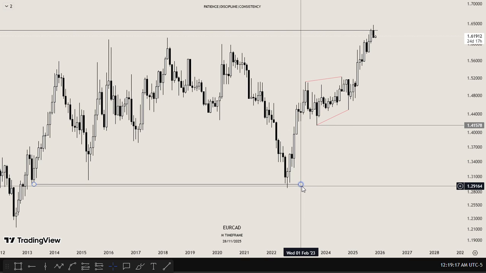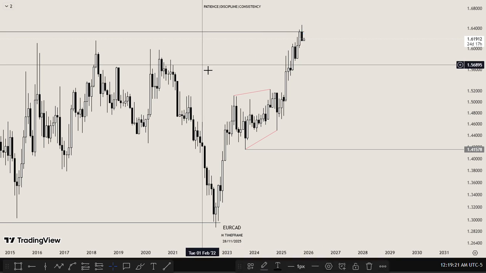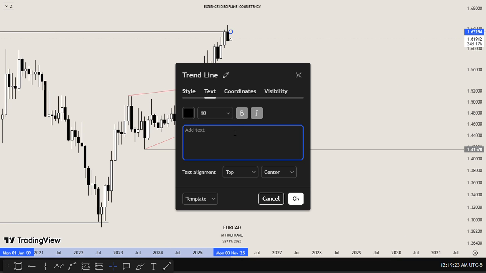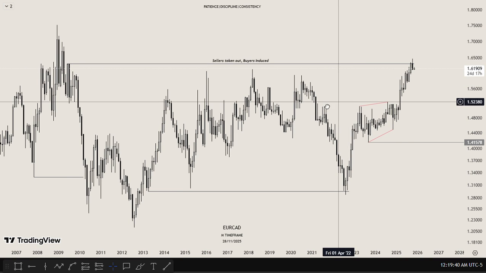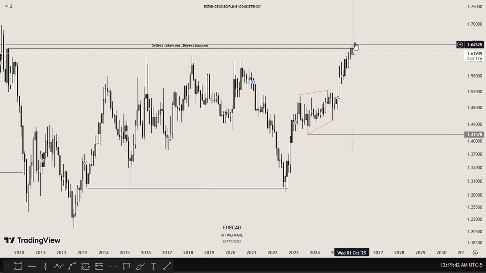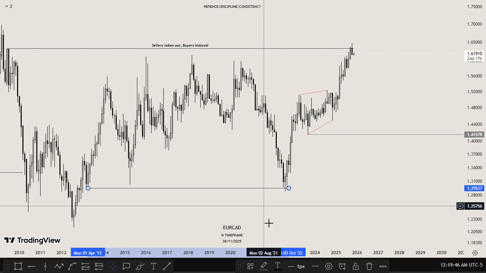So what do you have here? So at this high, we have our sellers taken out and buyers getting induced at this high. So what does that tell us? That lows are going to be false reactions.